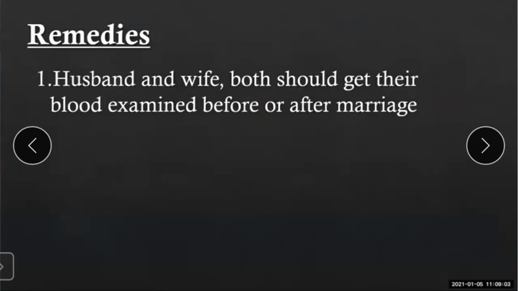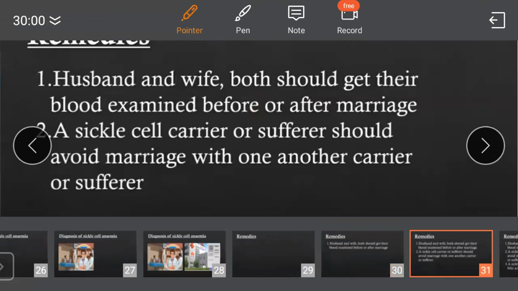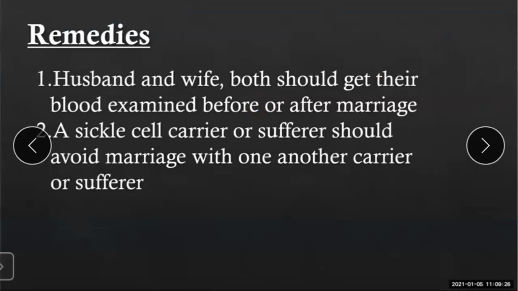Okay. Then what will be the second remedy? A sickle cell carrier or a sufferer should avoid marrying one another. One another means with whom? With another carrier or sufferer. Why? Because if they marry, what will happen? The offspring they get will also be sufferers. So these can be the remedies.